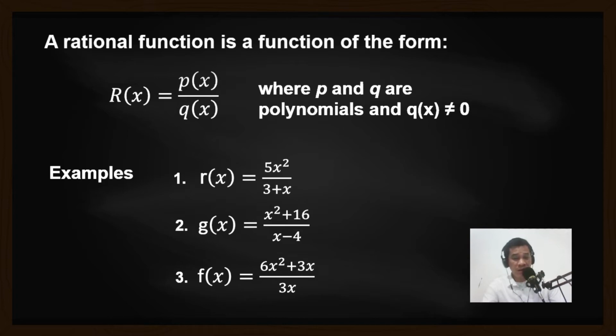You can identify if the given is a rational function simply by looking at whether it is in the form of p of x over q of x, and there is the function notation r of x, g of x, commonly used f of x. Then that is an example of a rational function.